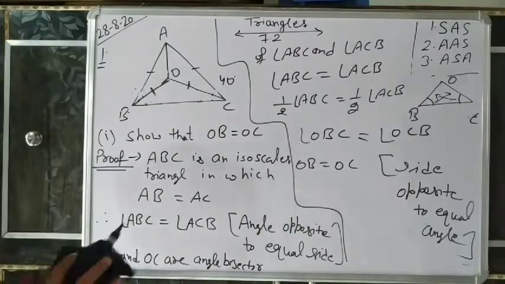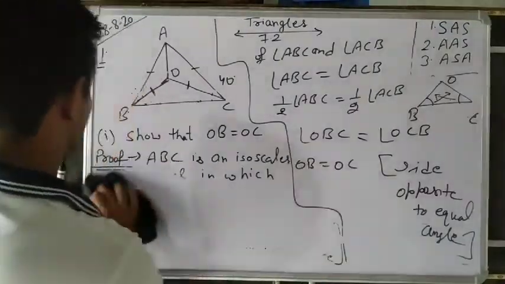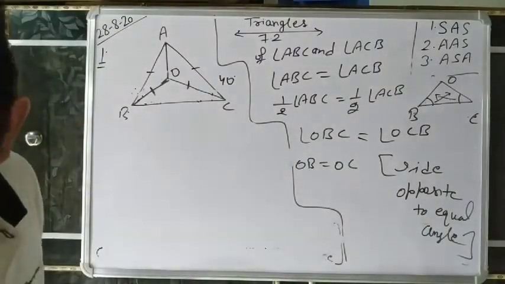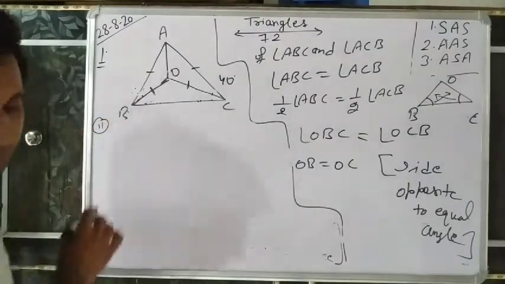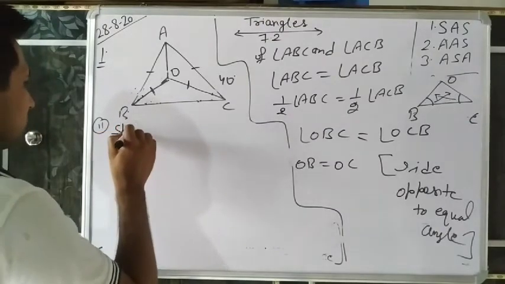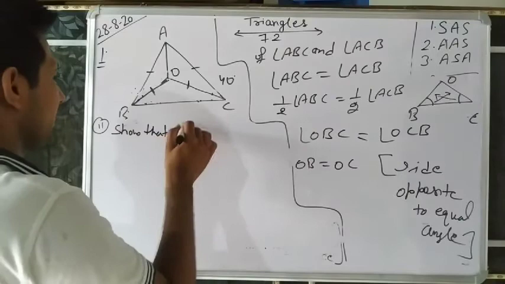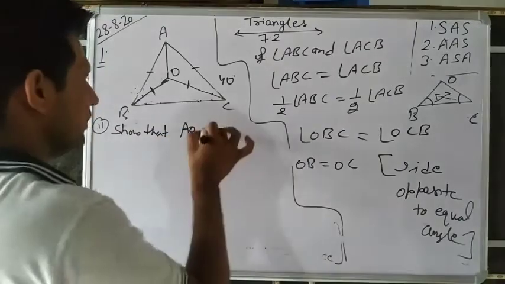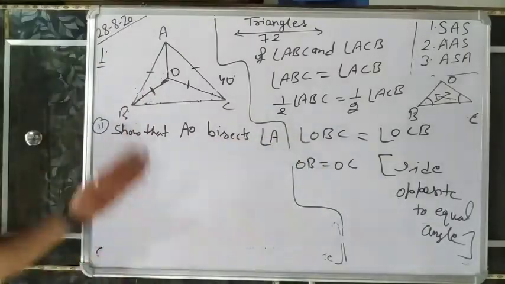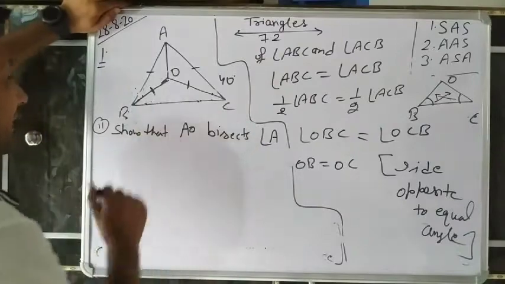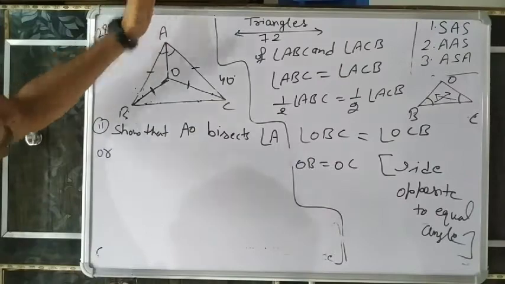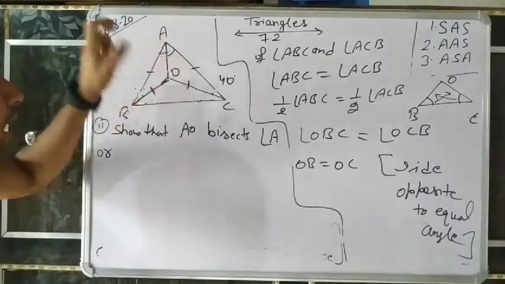Now, second part. Now I am reviewing the first part. Second part is: show that AO bisects angle A. AO bisects A. It means this angle equal to this one. AO bisects angle A means these two angles are equal.